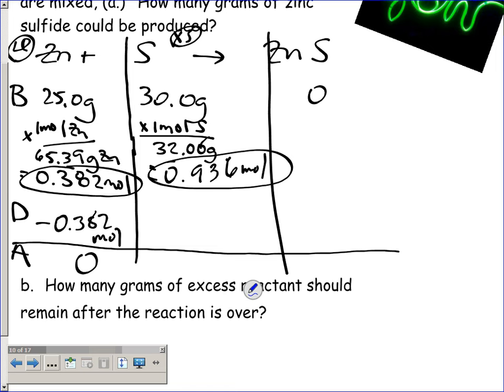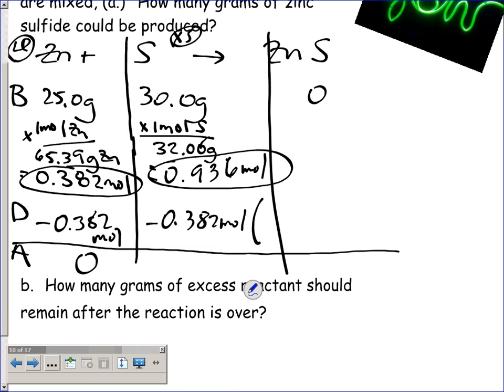Well, since this reacts in a 1-to-1 mole ratio, the same exact amount of sulfur is going to be consumed because it's a 1-to-1 mole ratio. So I'm going to, again, subtract 0.382 moles of sulfur because it's a 1-to-1 mole ratio in accordance with the coefficients above. So I know I'm going to have some excess left over here, right? I'll calculate that in a second.